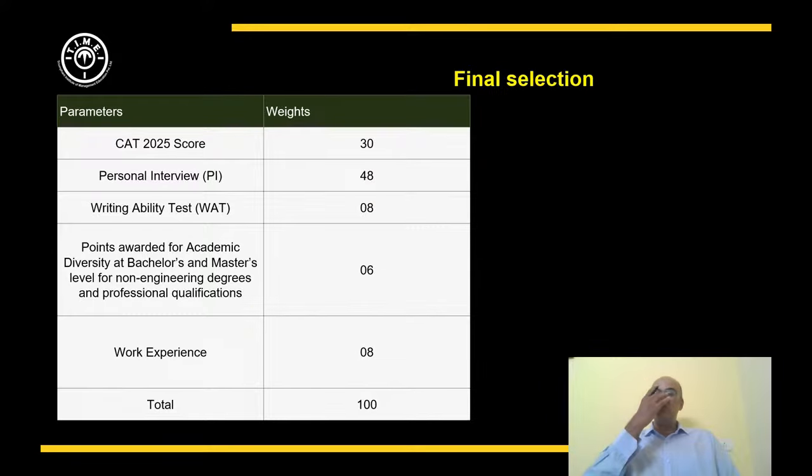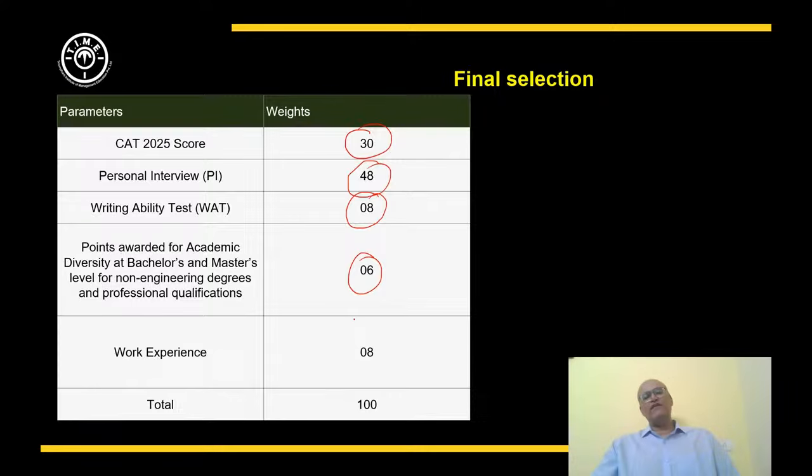In the final selection stage, 30% weightage will be for your CAT performance again. 48% weightage will be for personal interview performance. 8% weightage will be for your essay writing performance. And for academic diversity and for master's level for non-engineering degrees, you will have 6% weightage assigned.